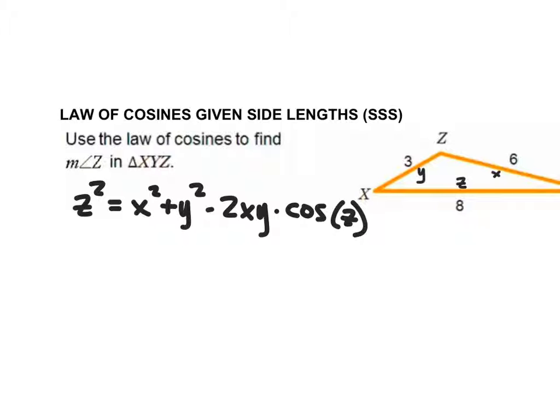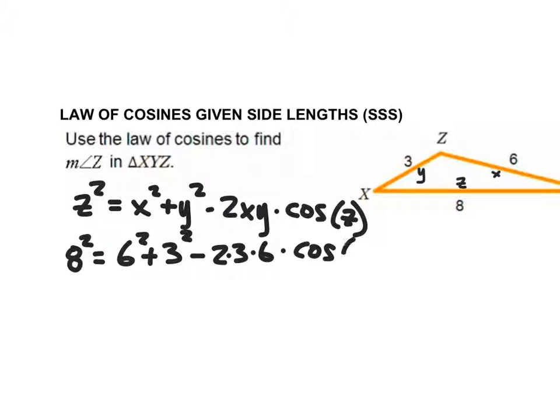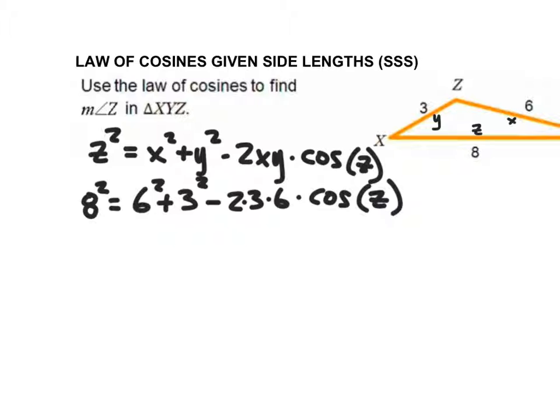And so let's plug in the values that we know. We know that Z is equal to 8, so I'm going to plug in 8 squared is equal to 6 squared, which is X, plus Y, which is 3 squared, minus 2 times 3 times 6 times cosine of angle Z, which we don't know. So in this example, when you have side, side, side, and you're trying to find an angle, this is when you would use law of cosines, because you know all the side lengths. You can plug all those values in. The only thing that we don't have is Z.